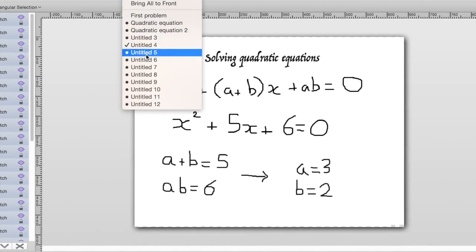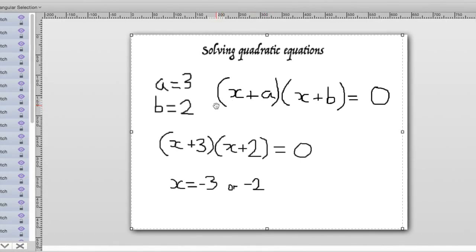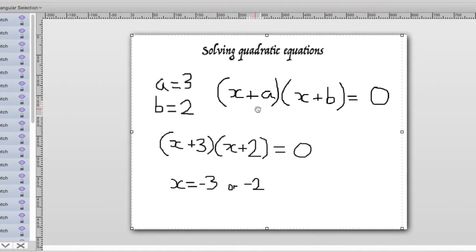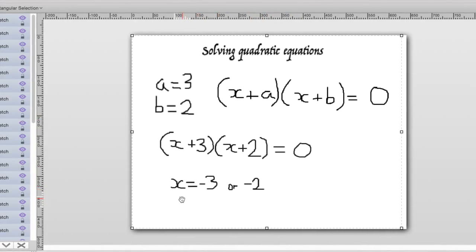So now let's put this back into our original proposal. We've said a equals 3 and b equals 2. This is what we were trying to get to. So if we put the a and b into there, we get x plus 3, x plus 2 equals 0, which means x has to equal minus 3 or minus 2.